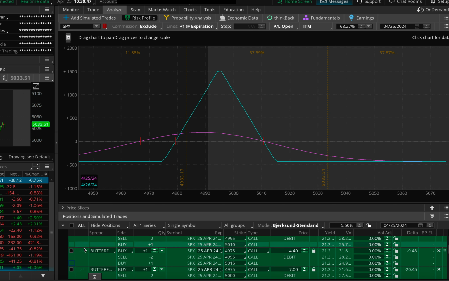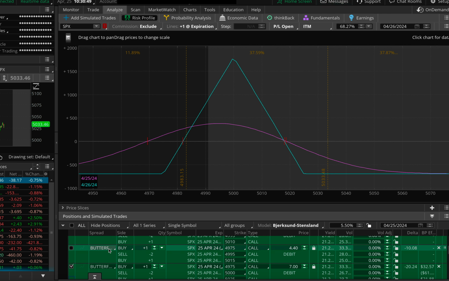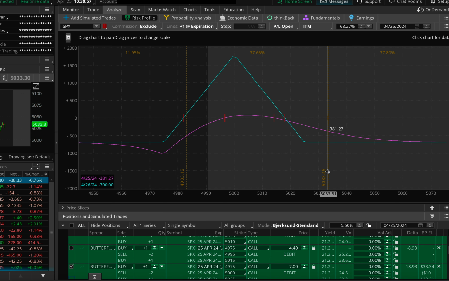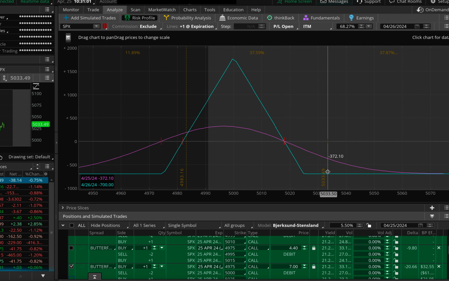And then the last one, this is the 25-pointer. So this one we're outside the tent as well, and we're down $336. Let's say $350-ish. And the total risk on this trade is $700.